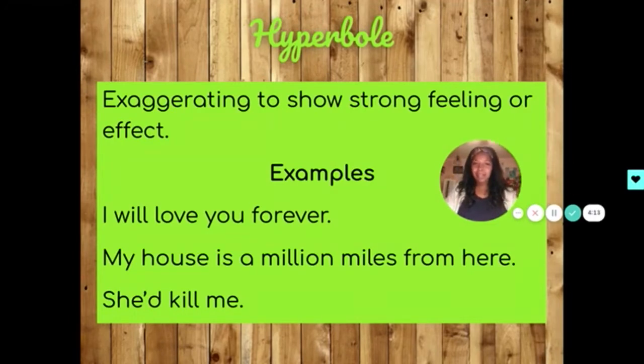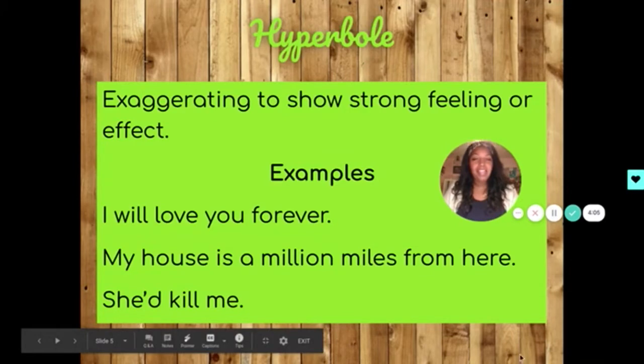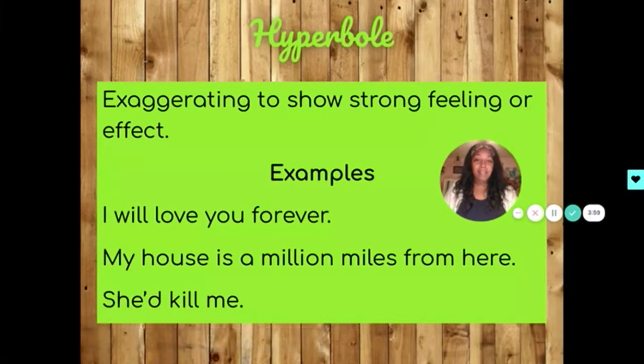Am I exaggerating? Yes. So if it's exaggerating to show strong feeling or effect, they are using hyperbole. And that is a type of figurative speech that can go either way. It could make you understand, like, wow, he really loves her forever, and it sounds amazing. But then when it sounds like she'd kill me, whoo, it's a little scary.